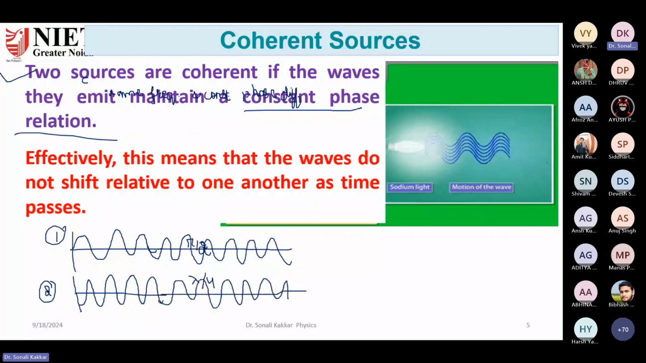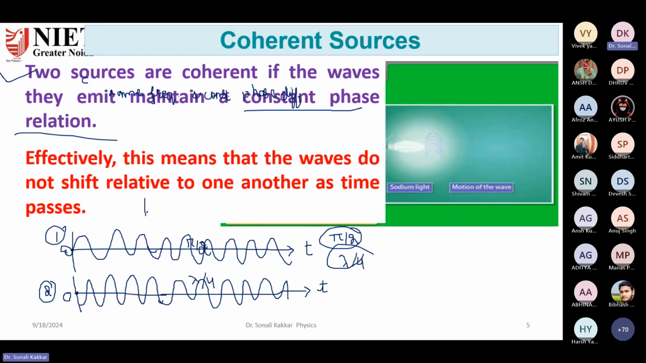So initially the phase difference is pi by 2, or the path difference is lambda by 4, at point O. As the wave propagates with respect to time, the phase or path difference remains the same. This is called maintaining a constant phase relation or phase difference.